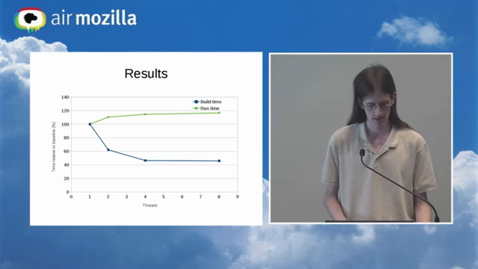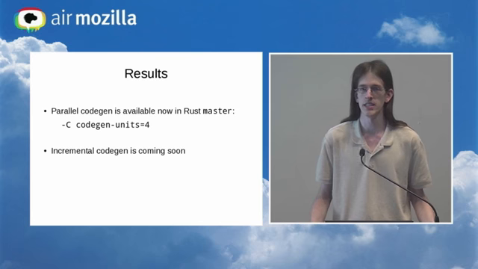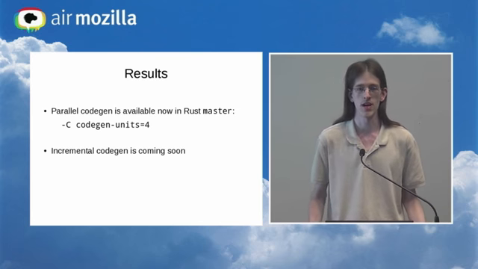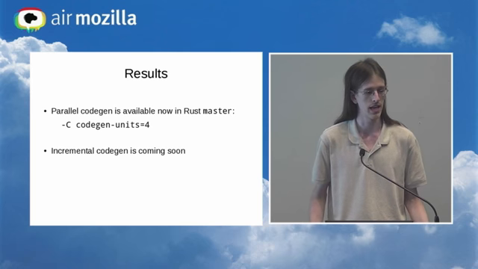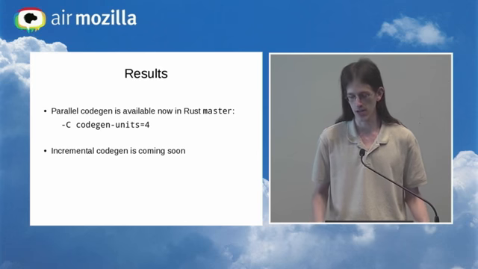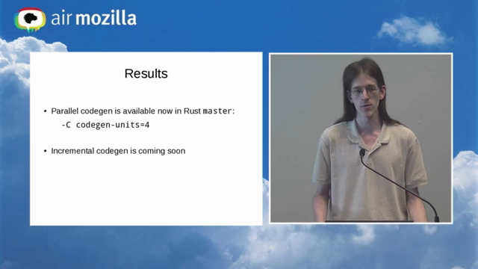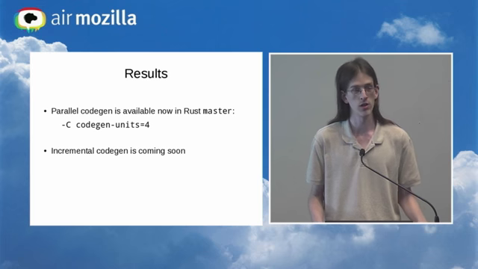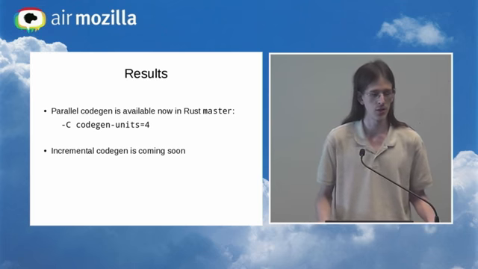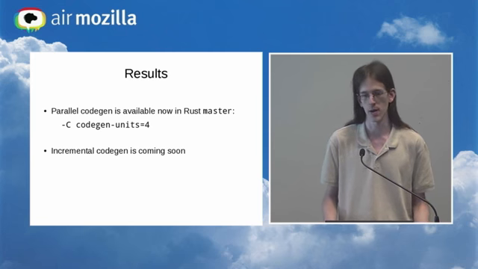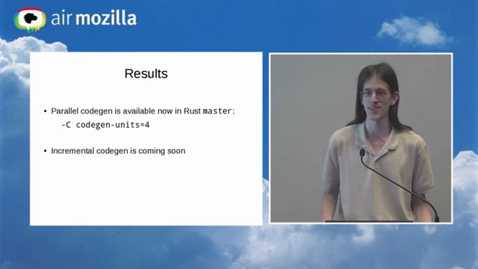So this parallel code gen feature is already available now in Rust master. You set this flag to however many threads you want to use, and it will separate out the code generation into that many pieces. Another optimization approach, which I don't think I have time to talk about today, is incremental code gen, in which we only run translation on functions that have actually changed. So we only generate LLVM-IR for functions that have changed, and that's the only code that needs to get optimized. So that can also provide good speedups. But that is not actually finished yet. I'm still working on that.